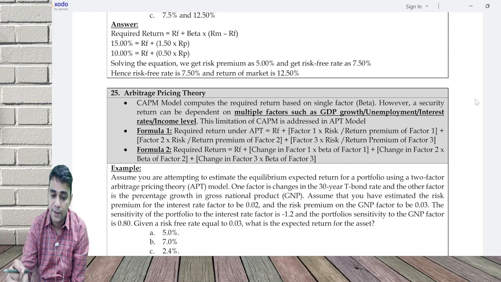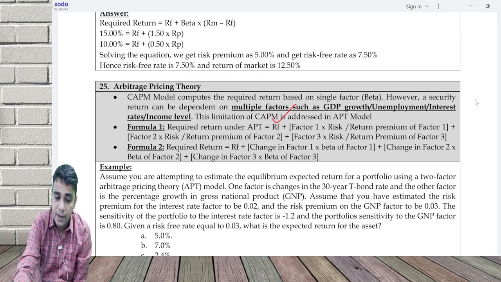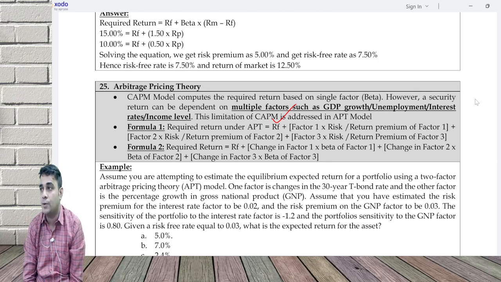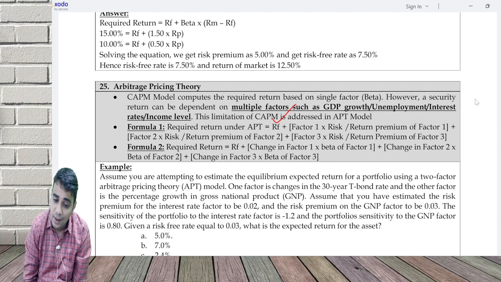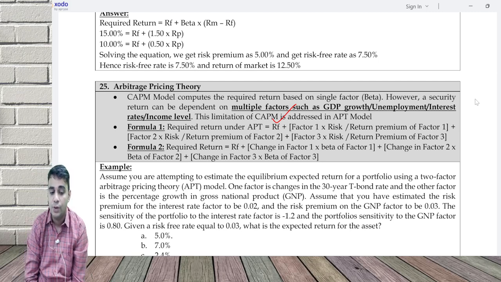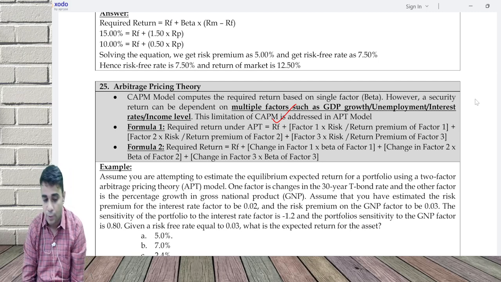There are two formulae. The first formula is RF plus factor 1 into risk premium of factor 1, factor 2 into risk premium of factor 2, factor 3 into risk premium of factor 3, and you go on. And the other approach is RF plus change in factor 1 into beta of factor 1, change in factor 2 into beta of factor 2, change in factor 3 into beta of factor 3, and it goes on.